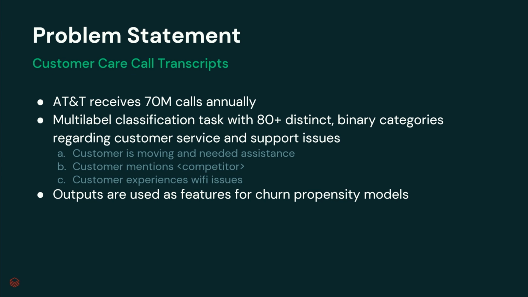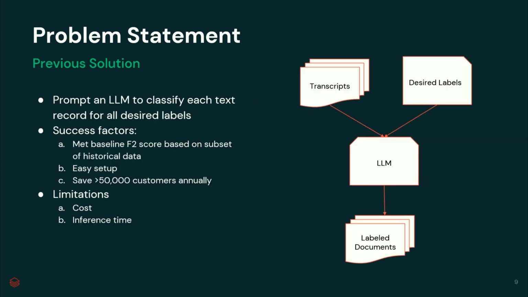These labels are important because we store them downstream, and teams that are working on churn propensity models use our outputs as features for their churn models. In this particular use case, we're able to save over 50,000 customers annually.